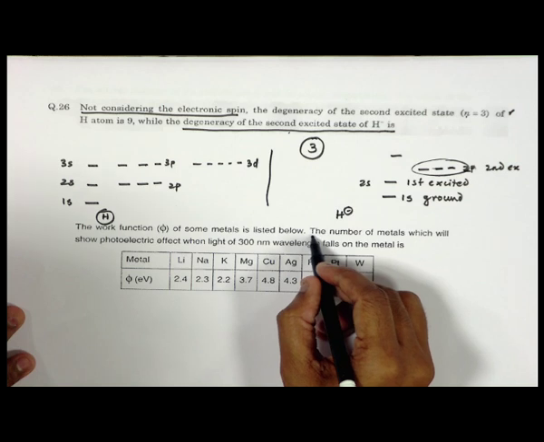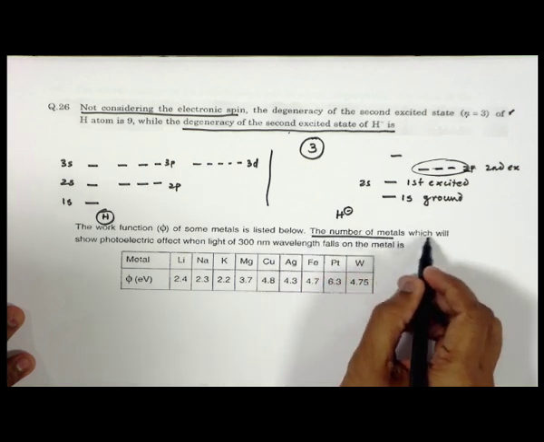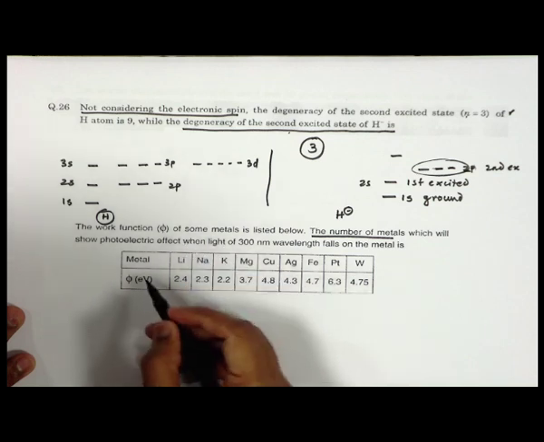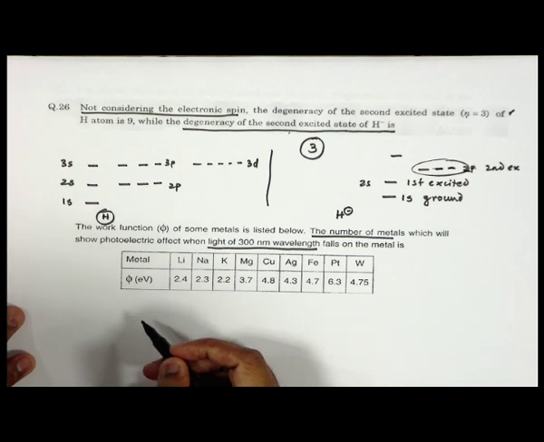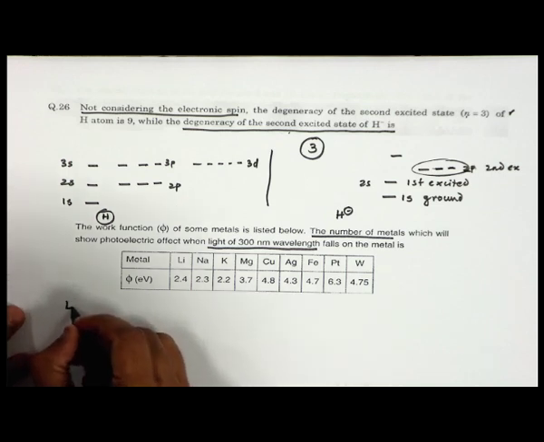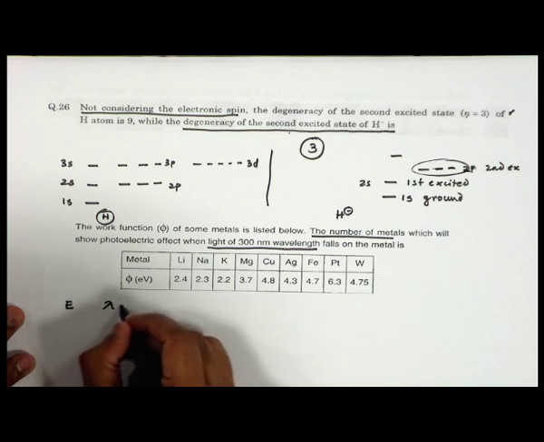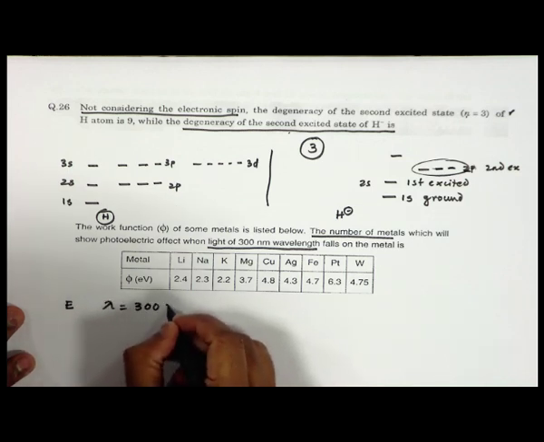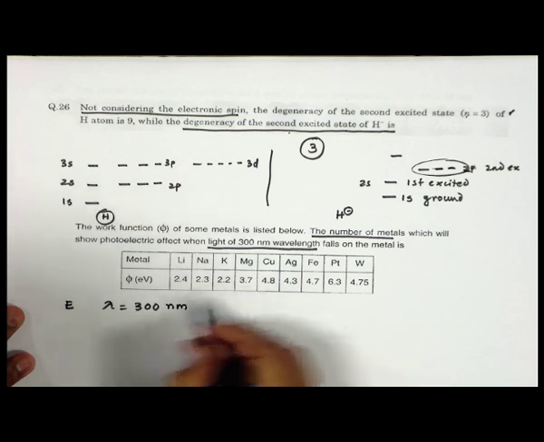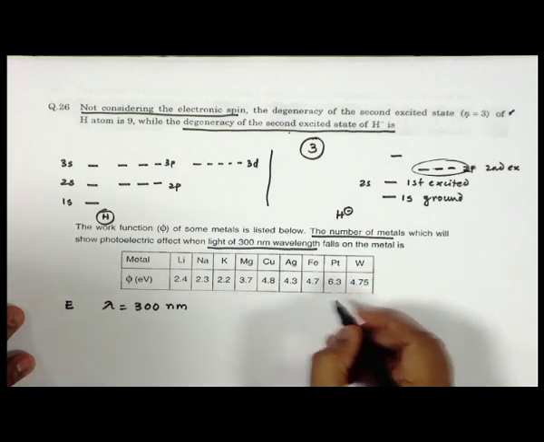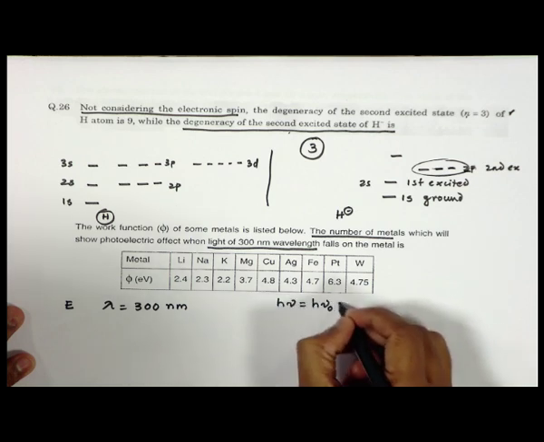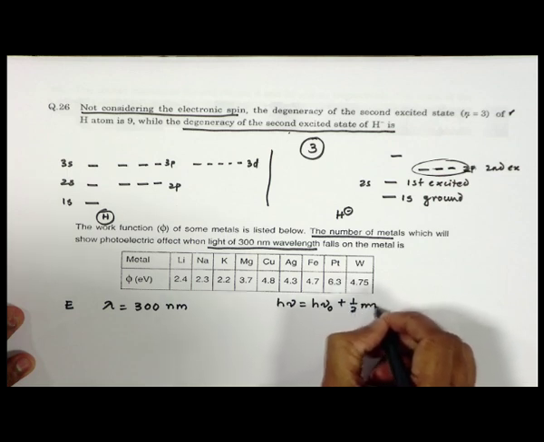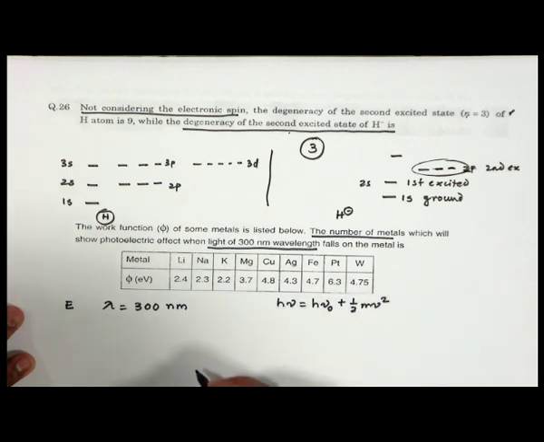The question asks to find the number of metals which will show the photoelectric effect when light of 300 nanometer wavelength falls on the metal. So, I am supplying energy corresponding to lambda equals 300 nanometer, and I know that this energy, so there was this conservation of energy from the photoelectric effect discussion.